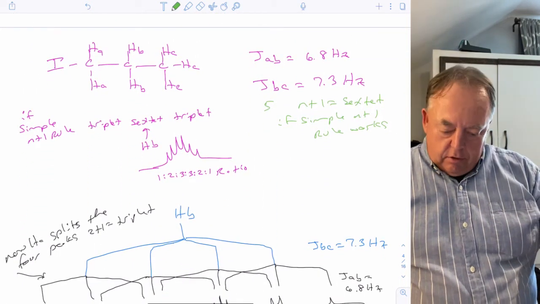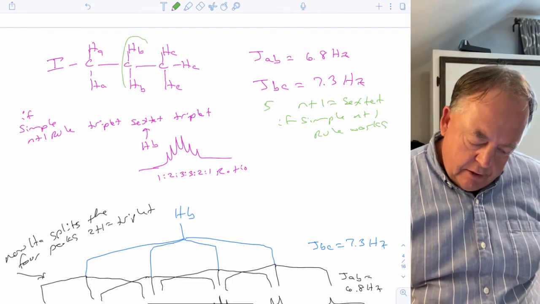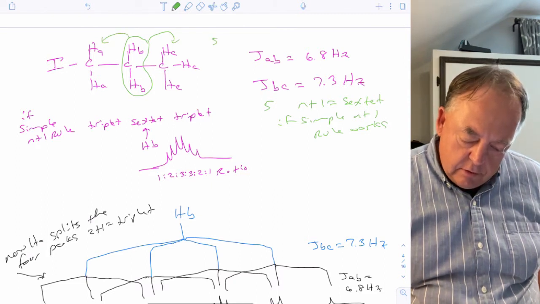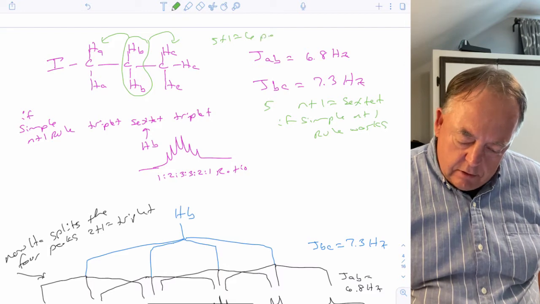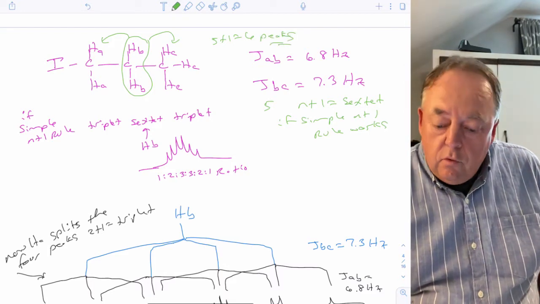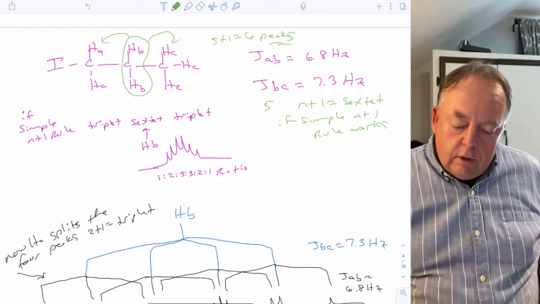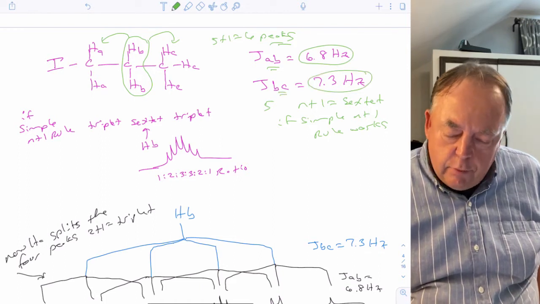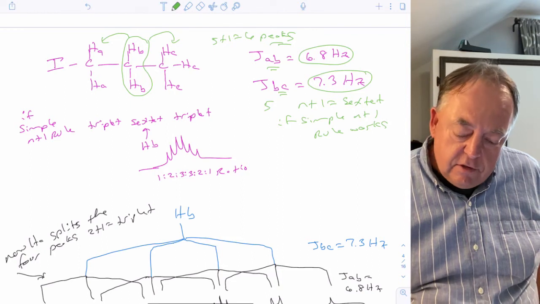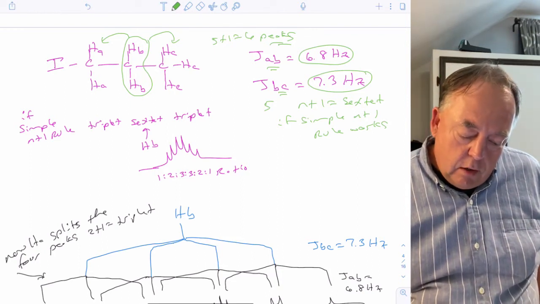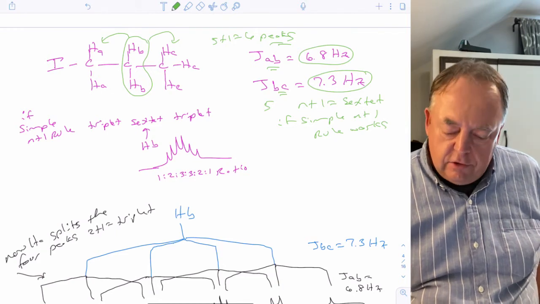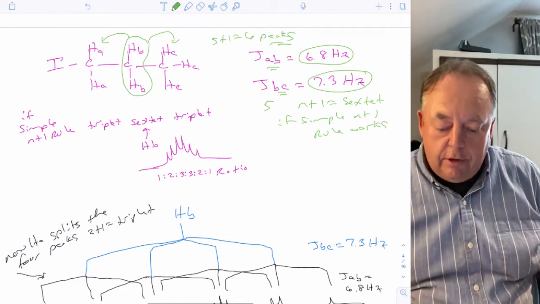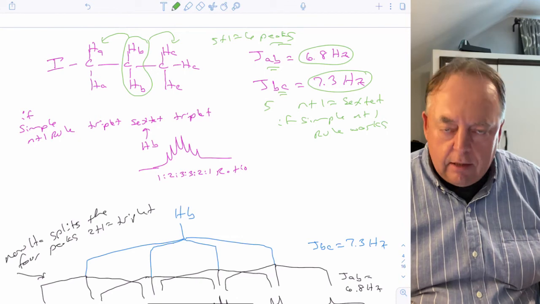Okay, if we take this molecule as another example, again let's just focus on HB. It's got 3 neighbors here and 2 neighbors there, so 5 neighbors. So it would be 6 peaks if the simple n+1 rule worked. But in this case, it's a little bit more complex than that because the coupling constant between A and B is 6.8 hertz, but between B and C is 7.3 hertz. Not a big difference, only 0.5 hertz, but it is different, which means if your NMR had a powerful enough magnet, with really good resolution and really good shimming, you're not going to get a sextet here. You're going to get a more complex spectra because the coupling constants are different.